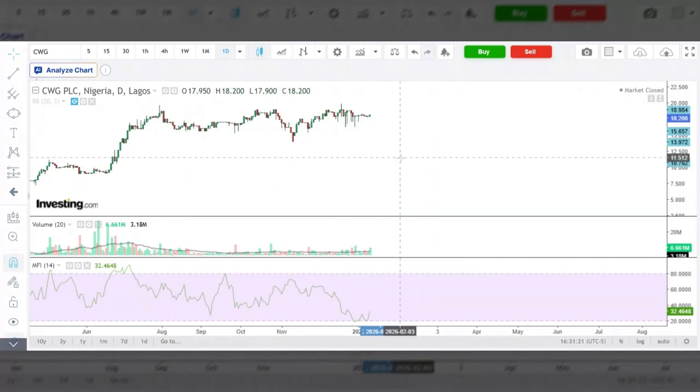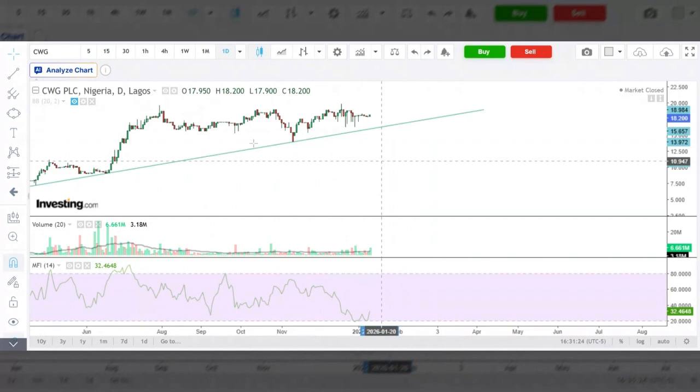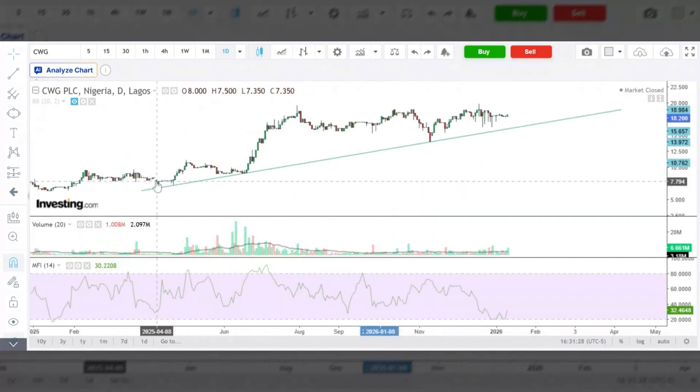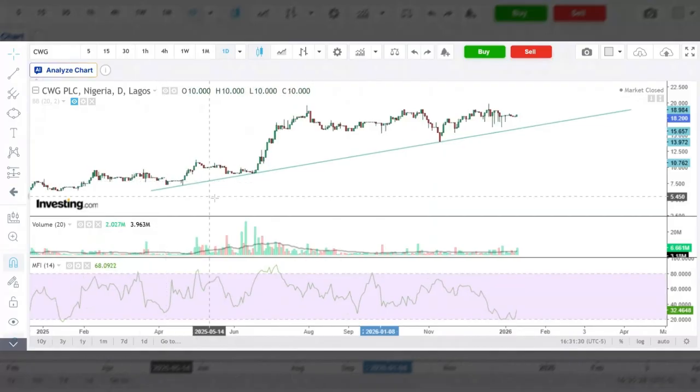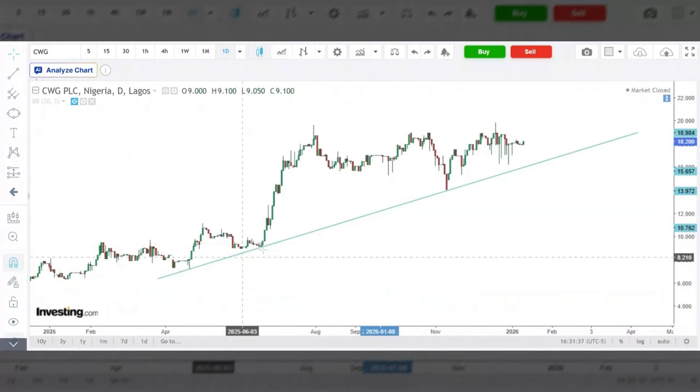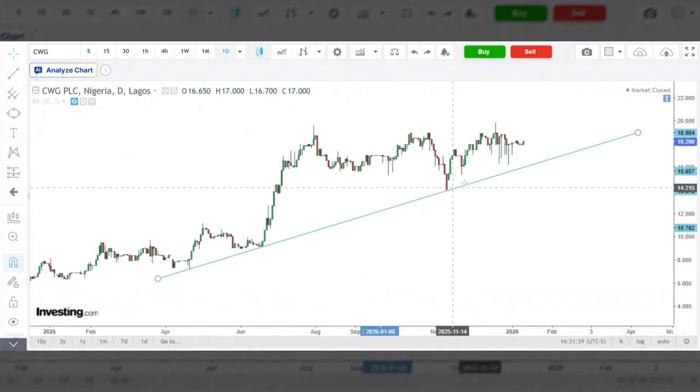I drew my trend line, and this is the trend line that I drew. I started from here. Let me zoom this out so you can see. So I started from this week here. I drew connected to this place and also this place, and that is how I drew it.